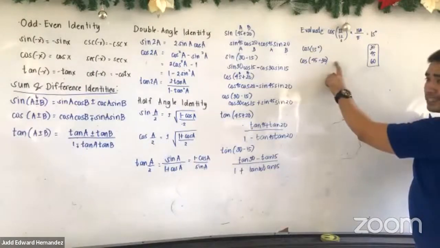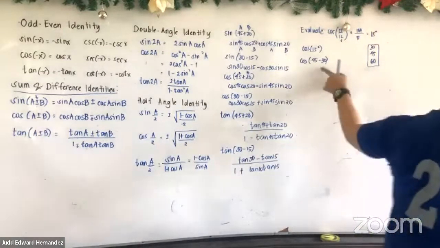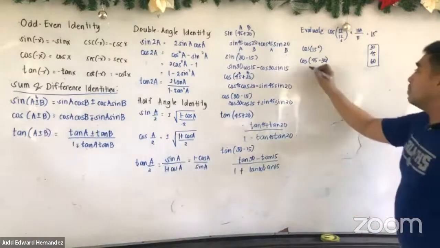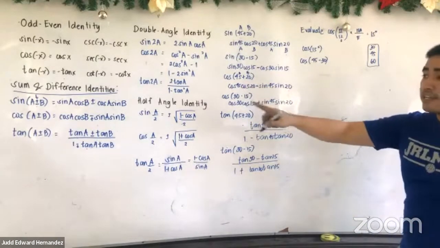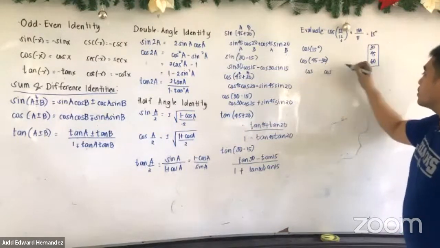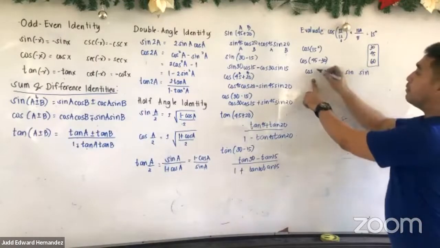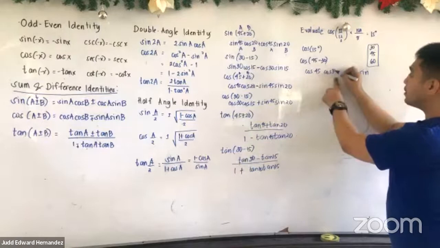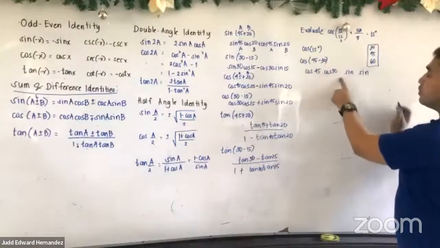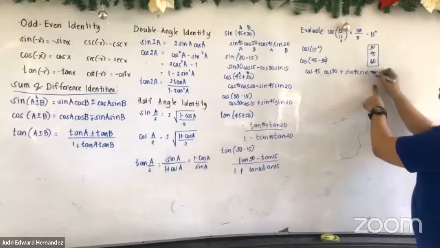Therefore, what form does this take? Anong form na po yung tinake niya? It takes the form of sum and difference identities of cosine. Therefore, it is cos, cos, sin, sin. Okay? Cosine 45, cosine 30. Since this is negative, it becomes positive. This is sine 45, sine 30.